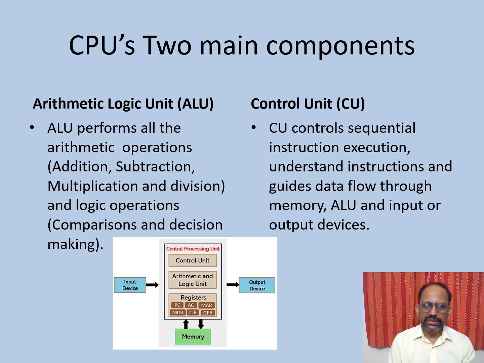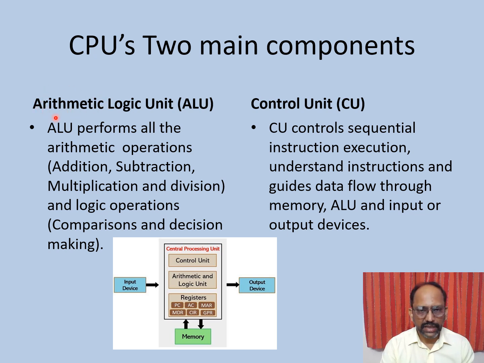The CPU consists of two important units. One is the ALU. The full form of ALU is Arithmetic Logic Unit. This ALU is going to do all kinds of addition, subtraction, multiplication, and division. That means all kinds of calculations will be rendered by this unit.